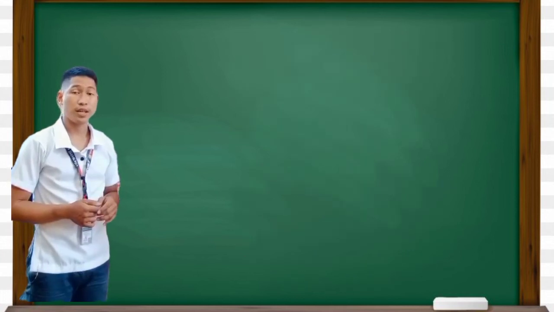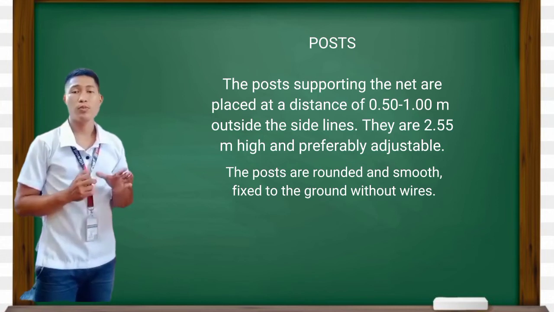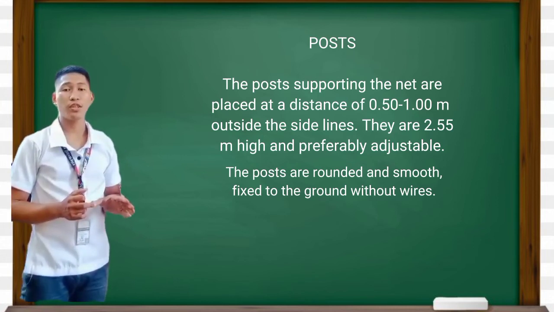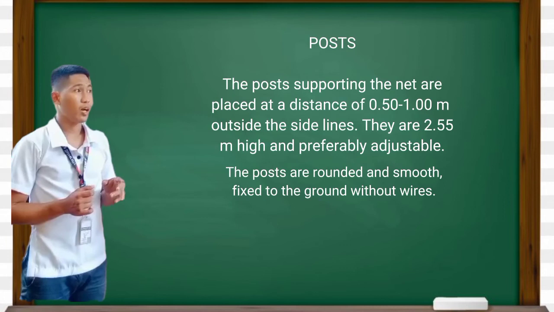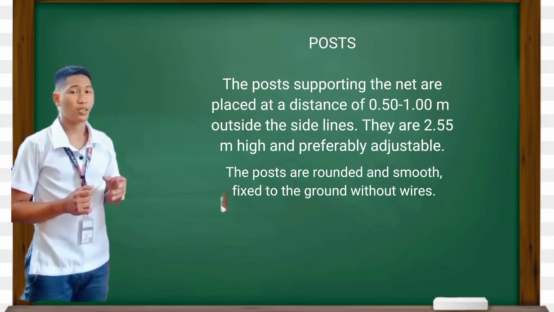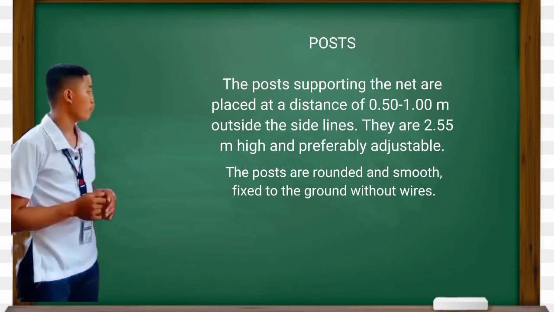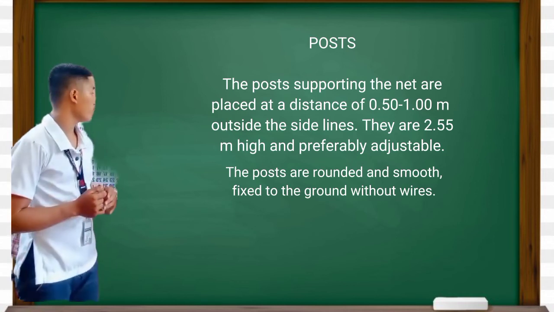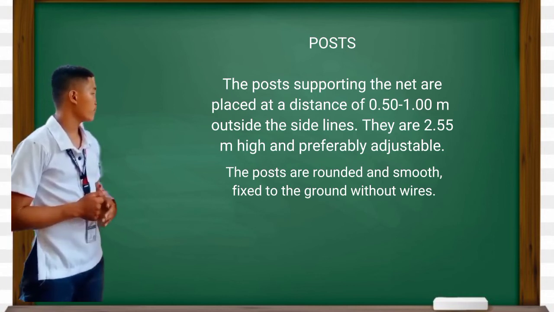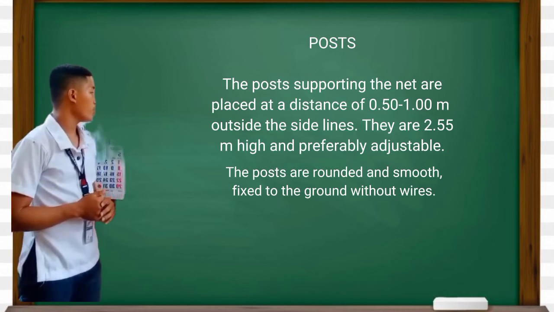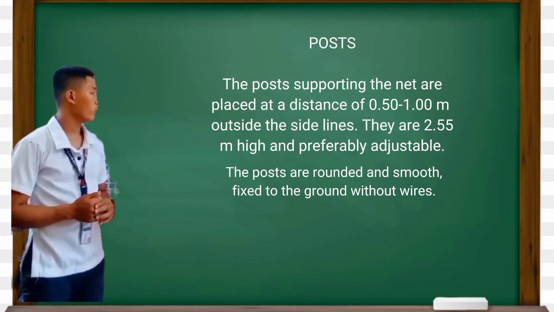Remember it, class. Next is the post. The post, or in Tagalog, poste, is part of the net and should have a strong foundation. Posts supporting the net are placed at a distance of 0.50 to 1 meter outside the sidelines. They are 2.55 meters high and preferably adjustable. The posts are rounded and smooth, fixed to the ground without wires.